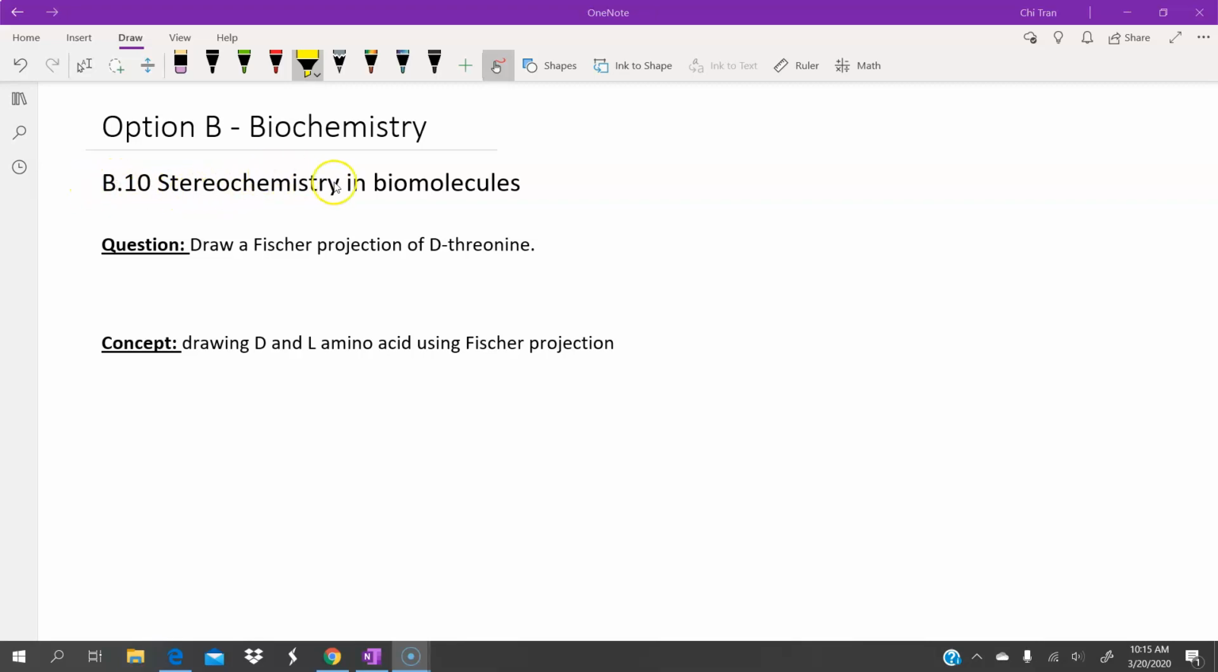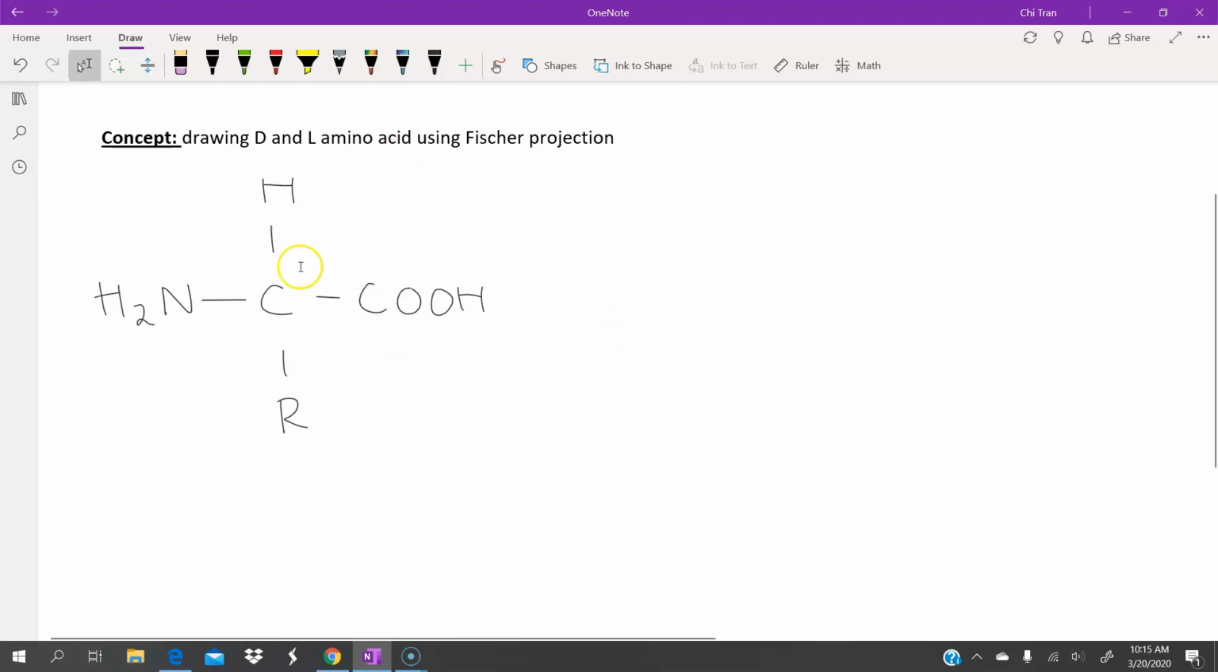This video is about stereochemistry and biomolecules. So the key in the question is Fischer projection and D-threonine. And the concept of this question is drawing D and L amino acids using Fischer projection. So here we have a general formula of an amino acid set up how we normally see it.